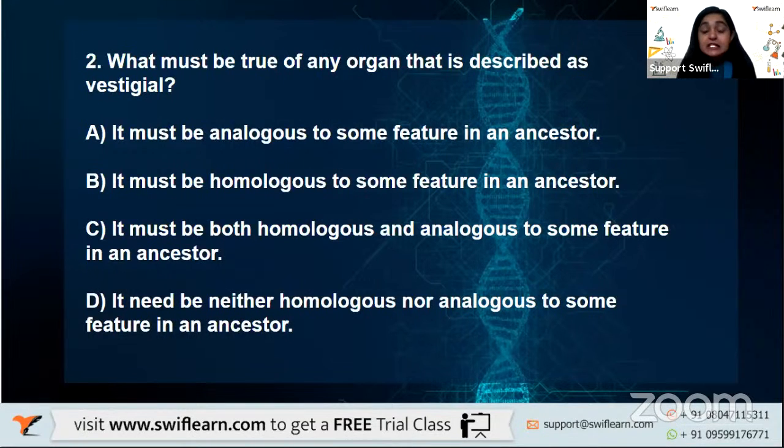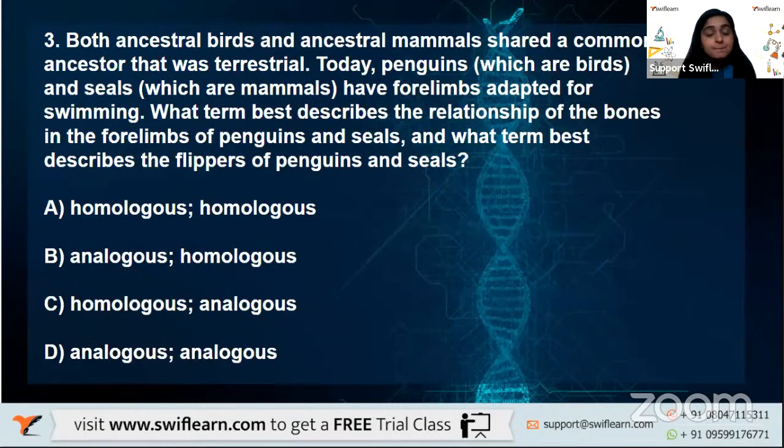So I feel the answer for this question, the question says, what must be true of any organ that is described as vestigial? So it is B. It must be homologous to some features in an ancestor. Okay, so it has to be kind of similar, kind of the same thing that was there in our ancestors, kind of the same structure. So it's B. Next question.